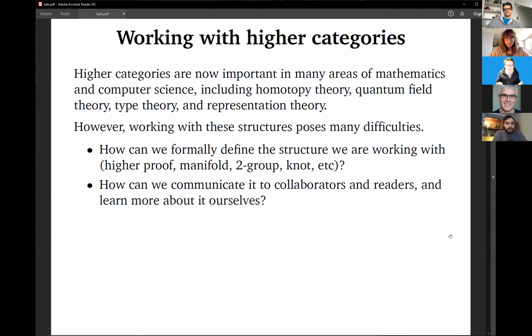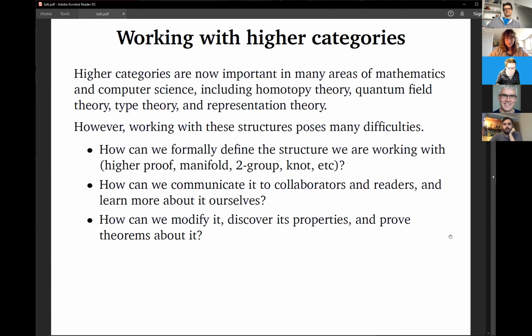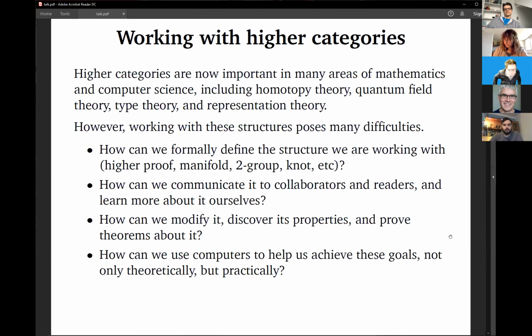Having defined it, it's no good if we've defined it in some abstract way that nobody can really perceive or understand. How can we communicate this structure we've encoded to our collaborators, our readers, maybe people who aren't as expert in this subject, and of course communicate it to ourselves as well? And can this representation be dynamical? So can we modify a representation, discover its properties, prove theorems about it, rather than being a static entity that we construct and merely observe? And of course, how can we use computers to help us achieve these goals?